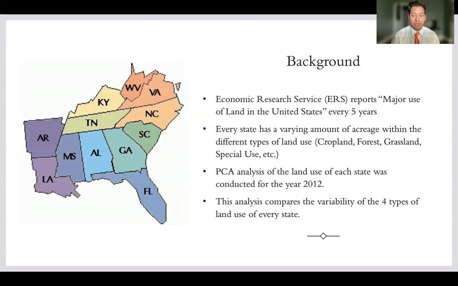For this research, crops, forests, grassland, and special use were the four that were used to conduct the research. The data was taken for the year 2012 to conduct the PCA analysis, and this analysis would compare the variability for the four types of land uses of every state.